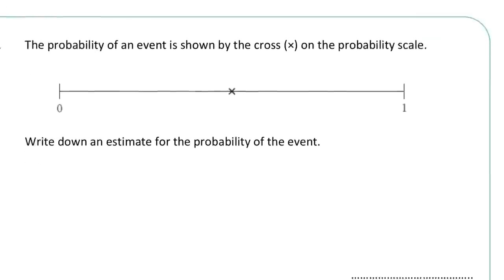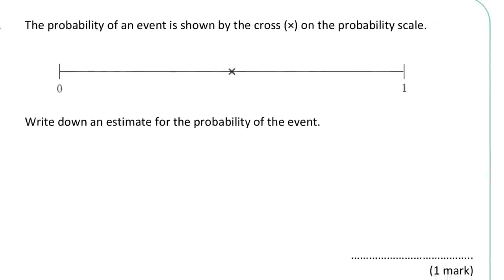The next question here is saying the probability of an event is shown by the cross on the probability scale. Write down an estimate for the probability of the event. Now, when we are doing an estimate here, we are just doing it as logically as we can. We don't need to get a ruler out for this one and measure to see if that's perfectly in the middle. It does look like it's in the middle, so it'd be fair for us to estimate that that's in the middle there, in the middle of 0 and 1.